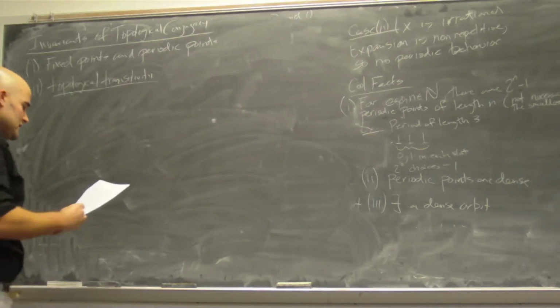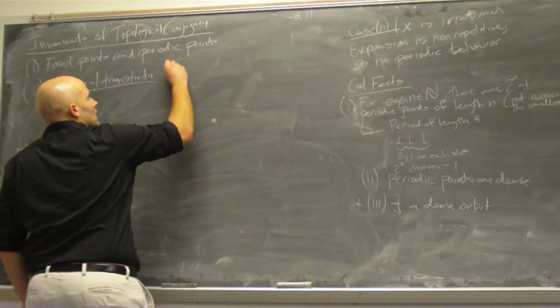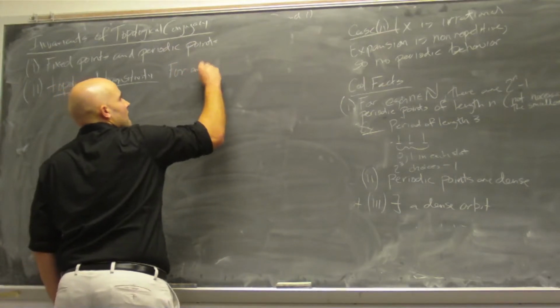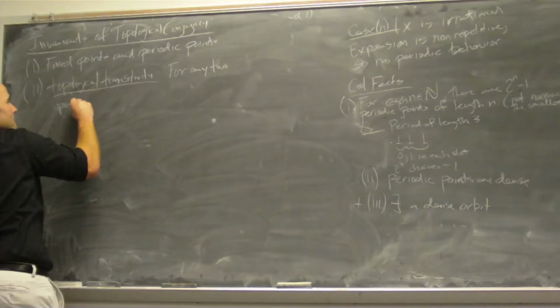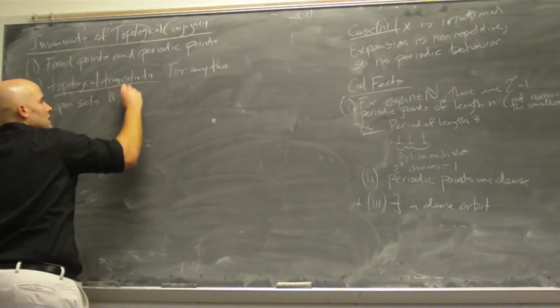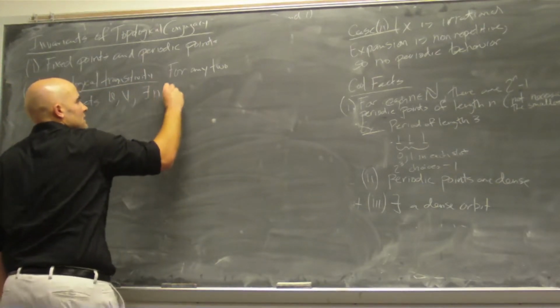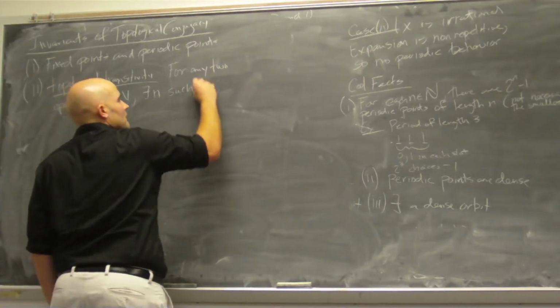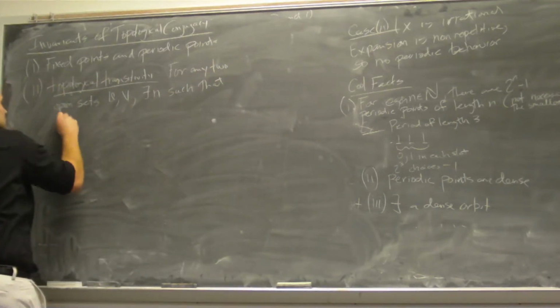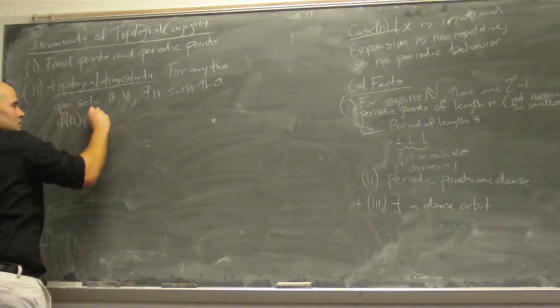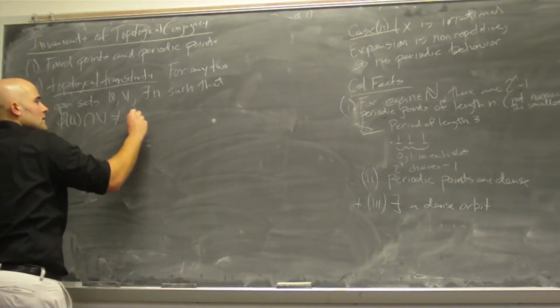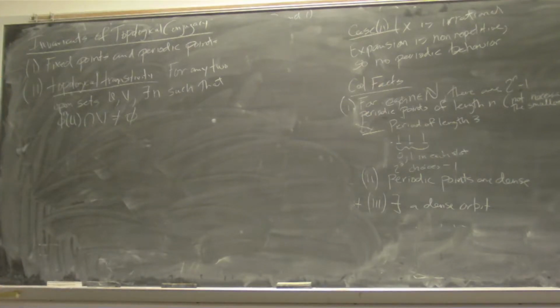All right, so what that tells you, just a really quick definition for it. For any two open sets U and V, there exists an N such that phi^n of U intersect V is not empty. So it just happens for one N.